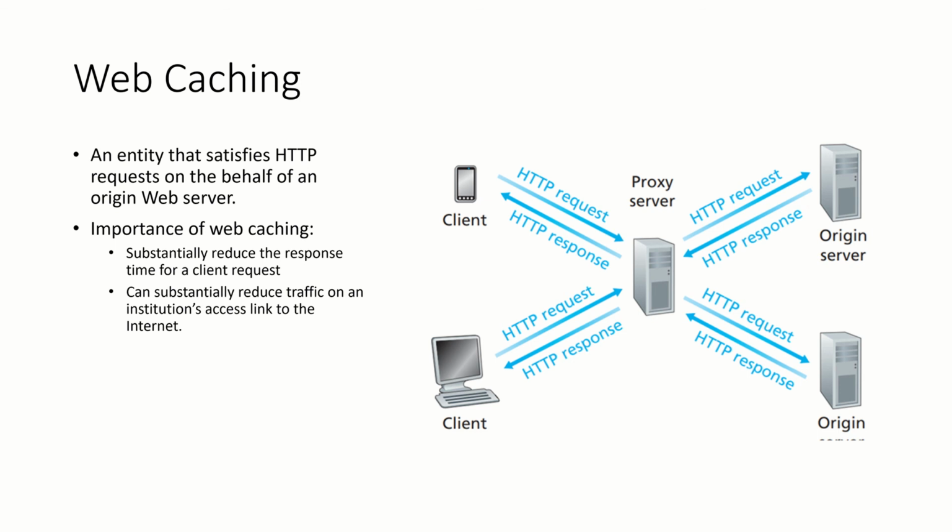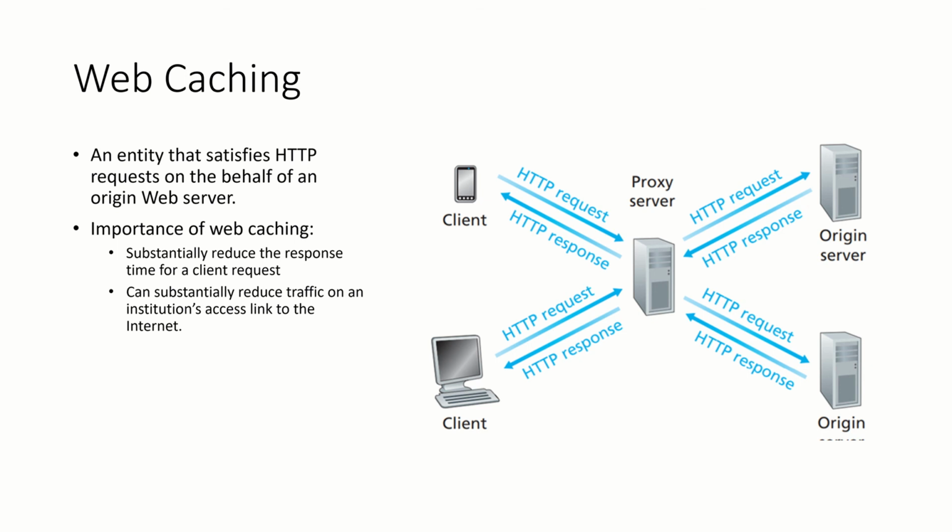So I'm going to introduce what happens when a browser requests an object. Number one, the browser establishes a TCP connection to the web cache and sends an HTTP request for the object to the web cache. In step two, the web cache checks to see if it has a copy of the object stored locally. If it does, the web cache returns the object within an HTTP response message to the client browser.